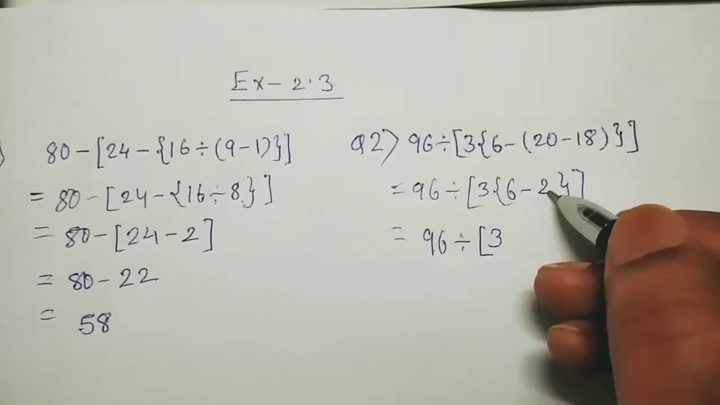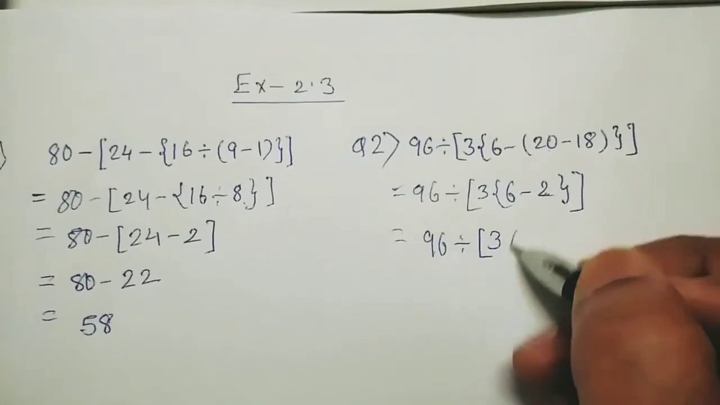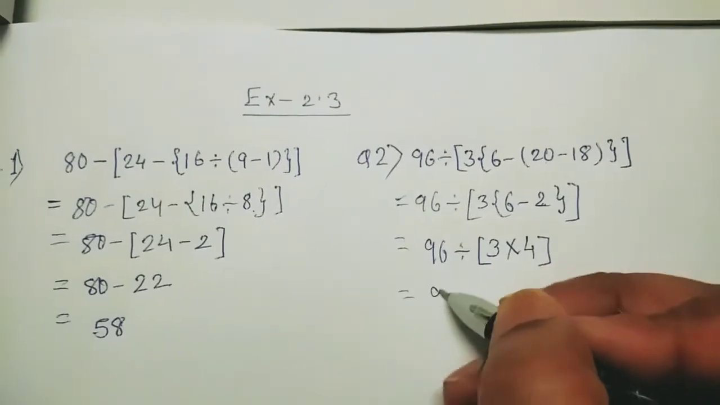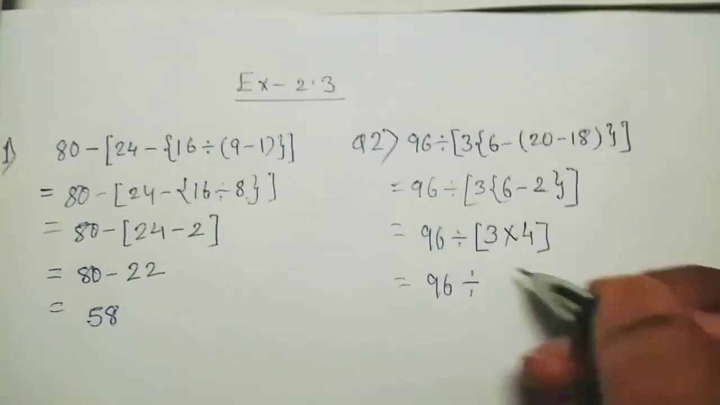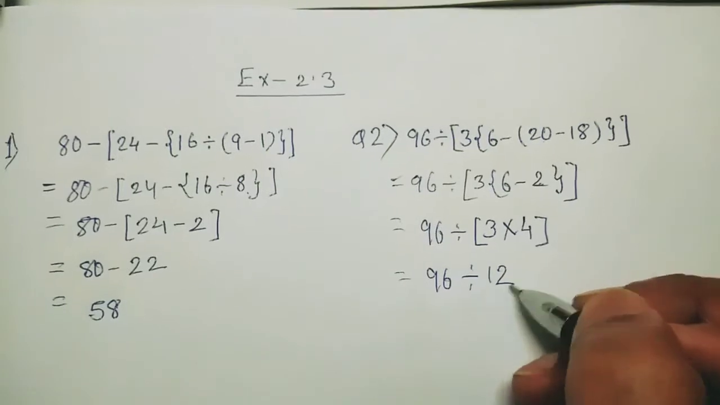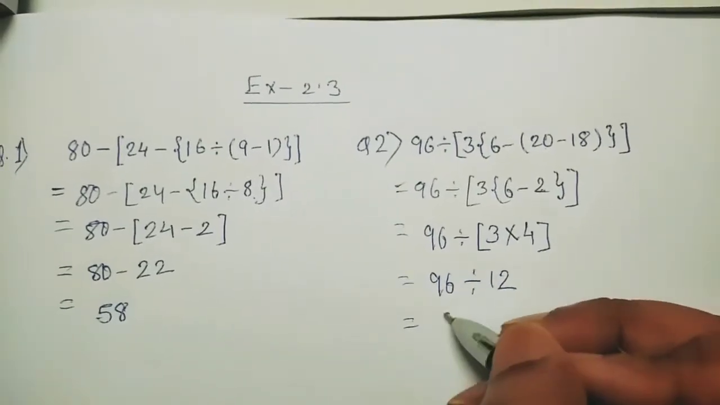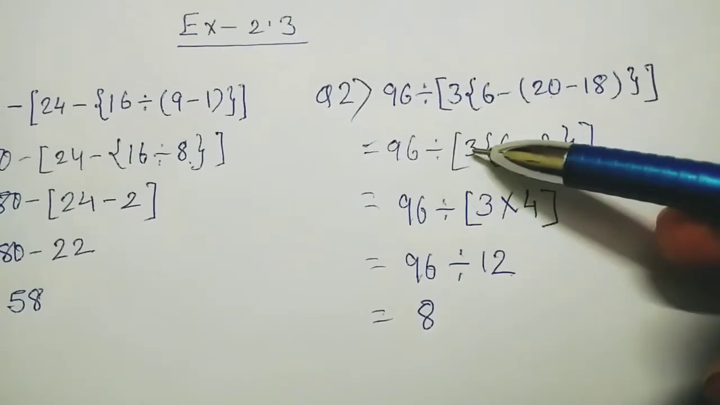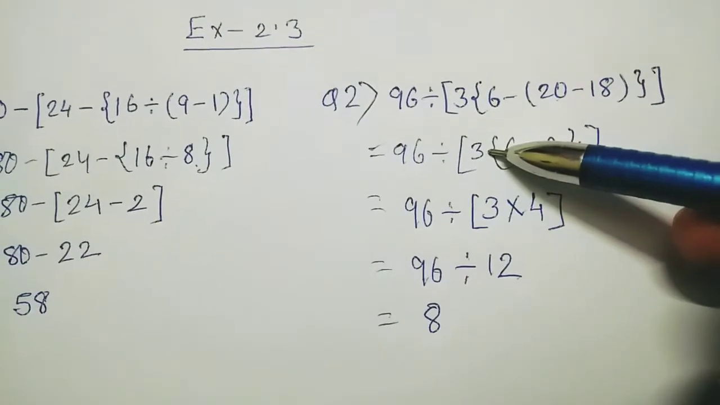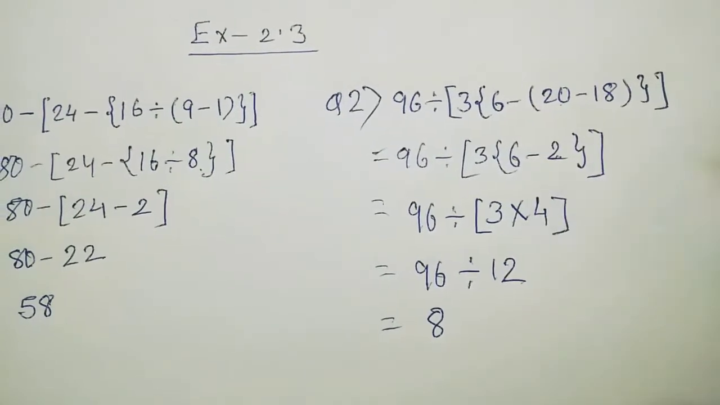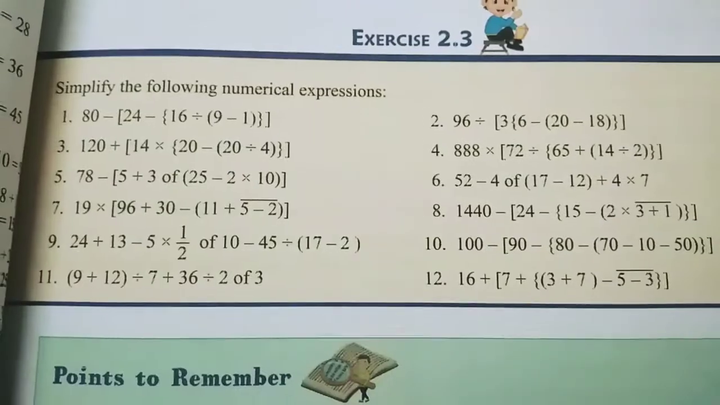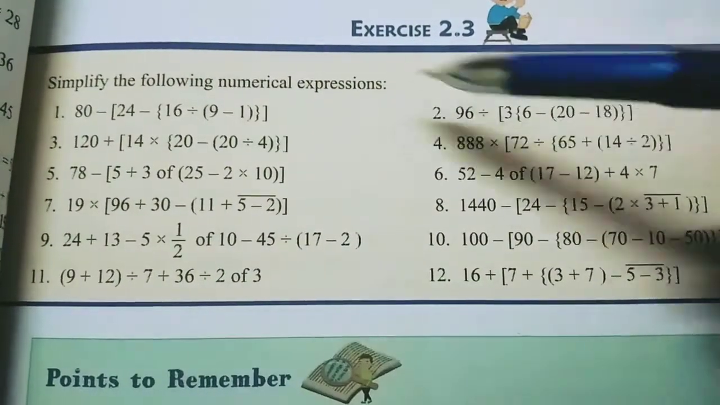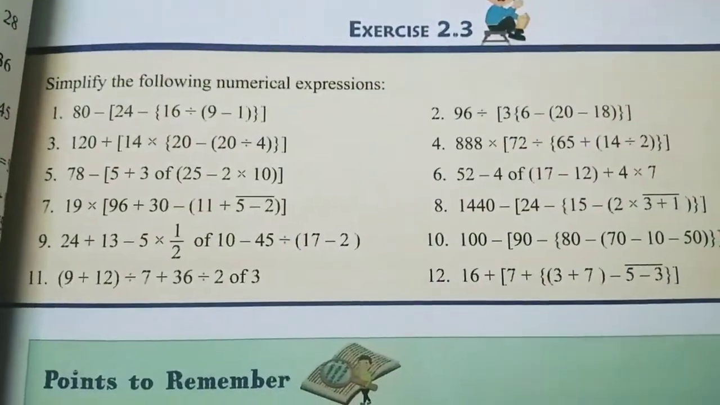So 6 minus 2 is what? 4, so here give multiplication 4. Okay, bracket, 96 divide 3 into 4 is 12. Okay, so 96 divided by 12 is 8. So this is the answer. So in this way you have to solve. Always remember, after any number, if there is no sign, you will consider it as multiplication. Understood? So now let's see question number 3, and question number 4 is your homework. Now let's see question number 5.